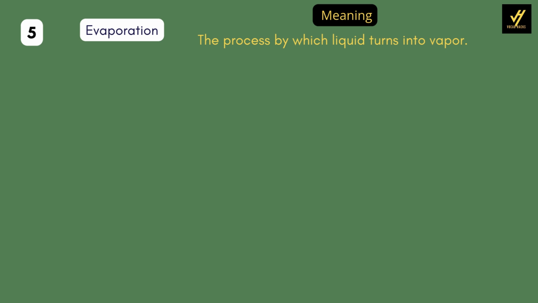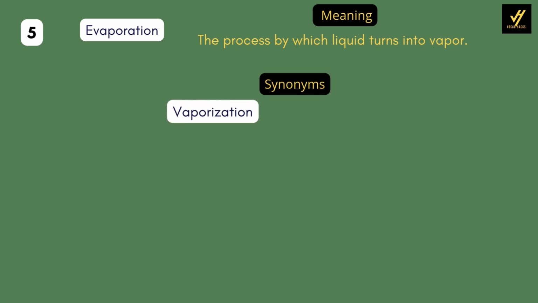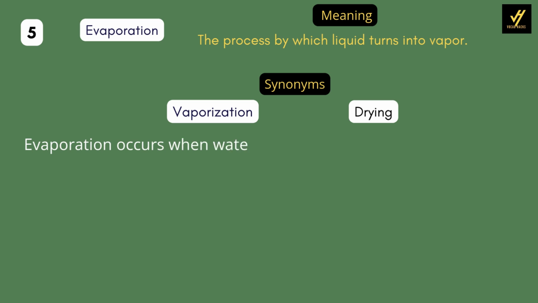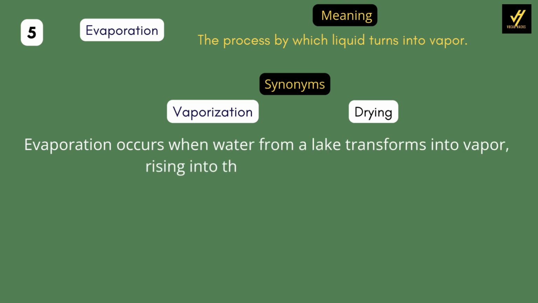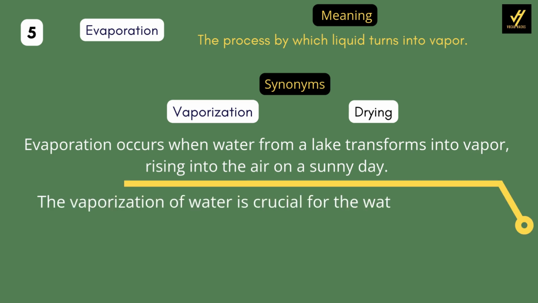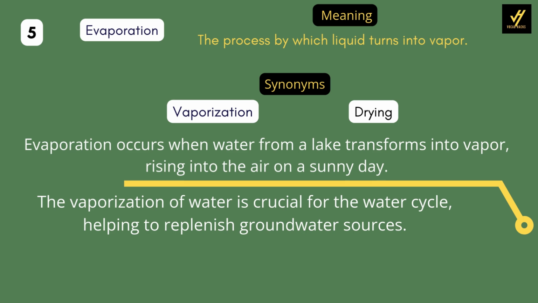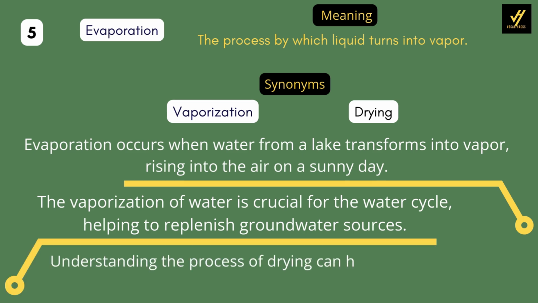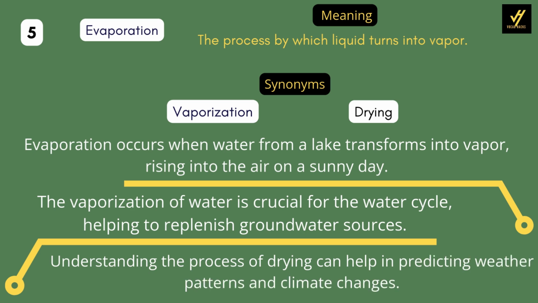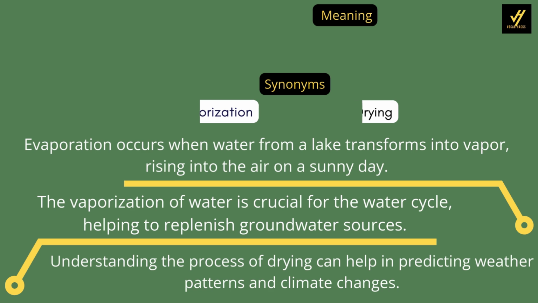Evaporation, the process by which liquid turns into vapor. Vaporization, drying. Evaporation occurs when water from a lake transforms into vapor, rising into the air on a sunny day. The vaporization of water is crucial for the water cycle, helping to replenish groundwater sources. Understanding the process of drying can help in predicting weather patterns and climate changes.